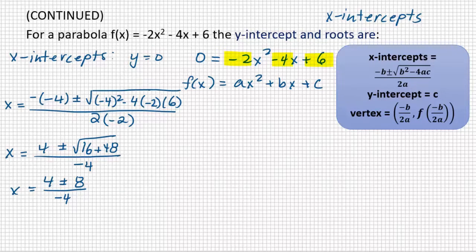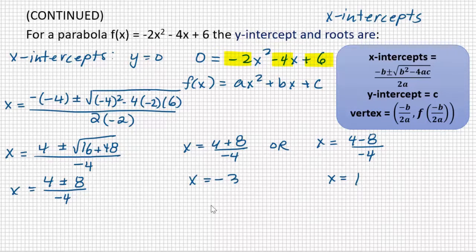This gives us our two answers. So either x is equal to 4 plus 8 divided by negative 4, or x is equal to 4 minus 8, all divided by negative 4. In the first case, we get 12 divided by negative 4 is negative 3. And in the second, we get 4 minus 8, which is negative 4, so negative 4 divided by negative 4 is positive 1.